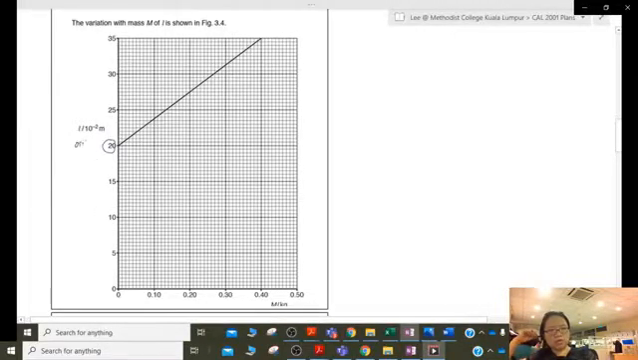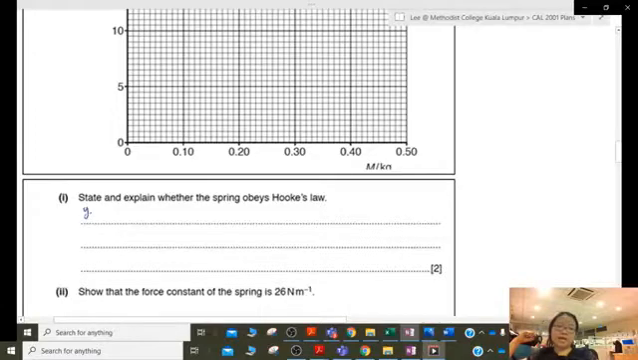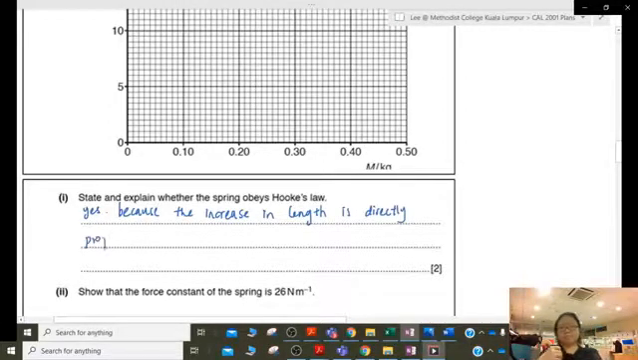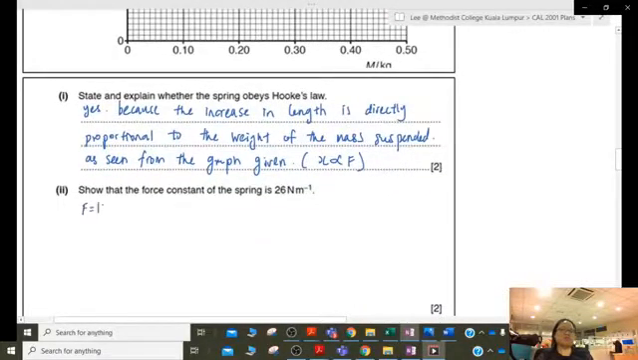Okay, one thing you should note is always that the original length is 20 cm, because that is where the force is 0, or there is no mass, so there's no force, and you can see it's a straight line. So when you are asked to explain whether the spring obeys Hooke's law, obviously yes, because the increase in length is directly proportional to the weight of the masses which is used to stretch the spring. So as seen from the graph, which is a straight line, x is proportional to F. Maybe you can add the term straight line next time.